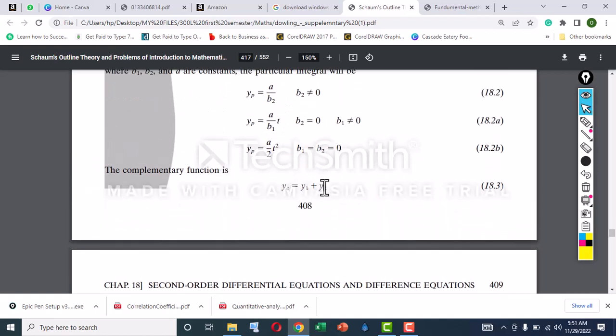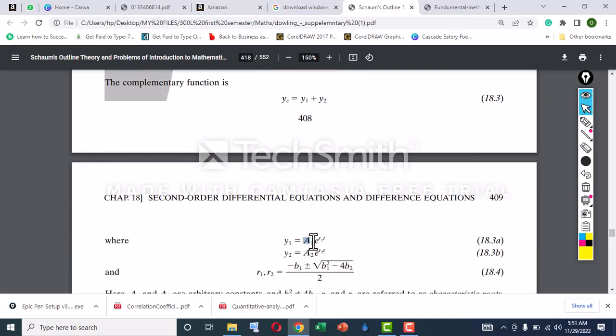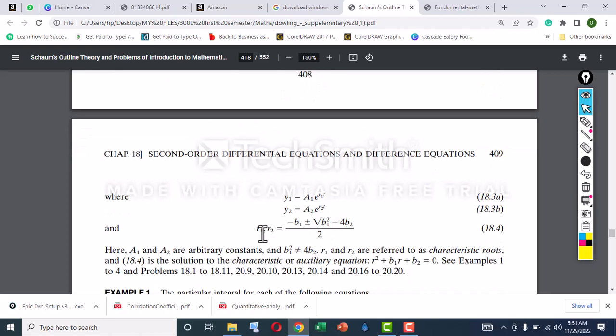So we actually have formula inside formula in this. Our complementary function is simply y1 plus y2. And y1 is a1 e raised to r1t. y2 is a2 e raised to r2t. So we can simply say our complementary function is equal to a1 e raised to r1t plus a2 e raised to r2t. You can say that directly. You are good. But how do we get our r1 and r2? That is where this guy comes in.